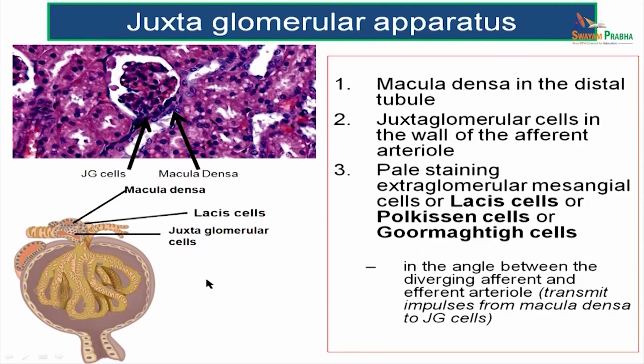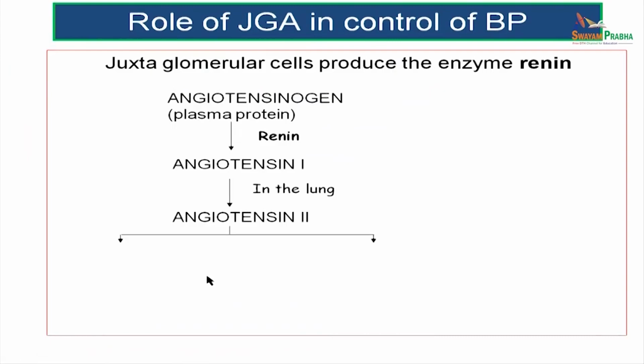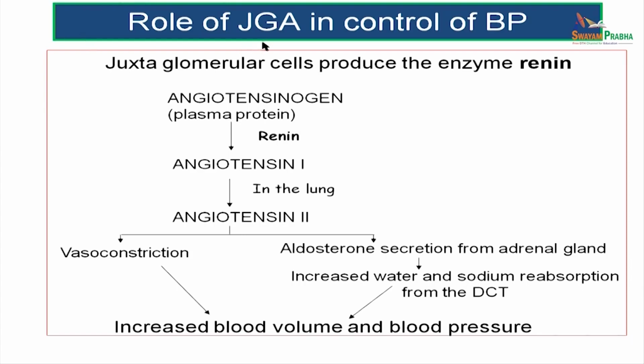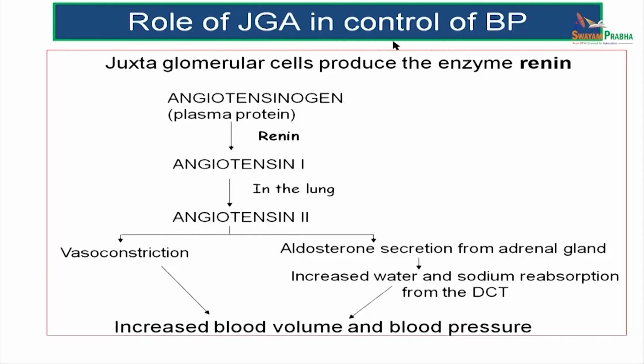Having understood the histological structure of the juxtaglomerular apparatus, now I am going to tell you the role of the juxtaglomerular apparatus in control of BP. Why should you read in detail about the juxtaglomerular apparatus and its histological structure? It is because the juxtaglomerular apparatus serves as both a baroreceptor and a chemoreceptor. Let us look at the role of JGA in control of blood pressure.